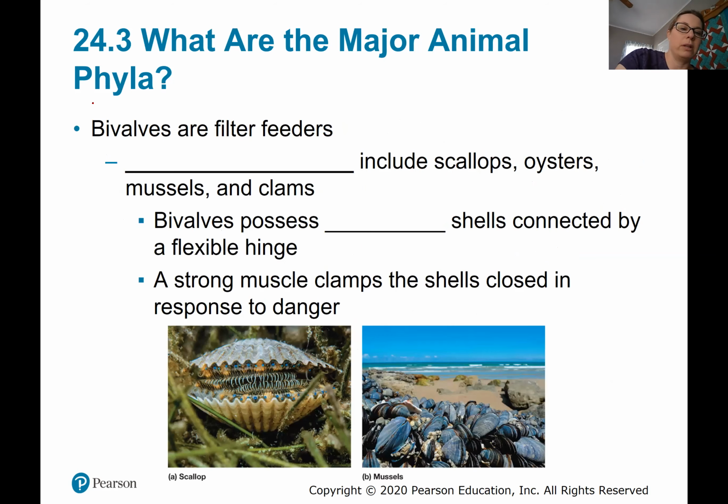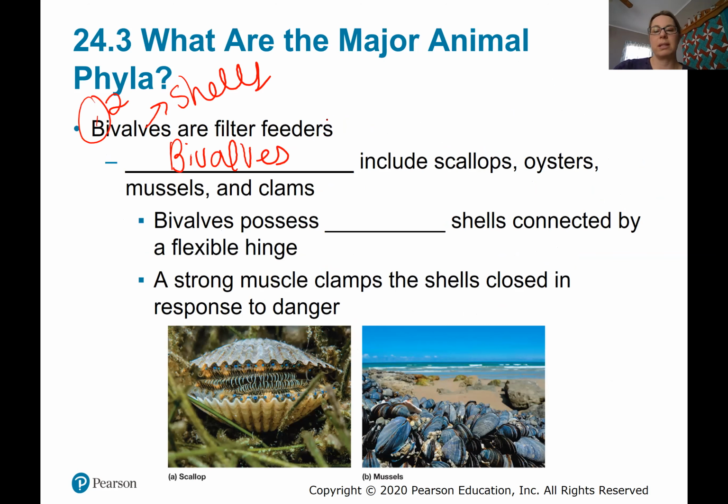Bivalves, bi we know means two, and this is basically shells. They have 2 shells, and they're going to be filter feeders, so they're going to filter out plankton and other materials. And bivalves include scallops, oysters, mussels, clams, all those things that have those 2 different shells. And it has that flexible hinge and those strong adductor muscles that hold that shell closed if there's a threat.